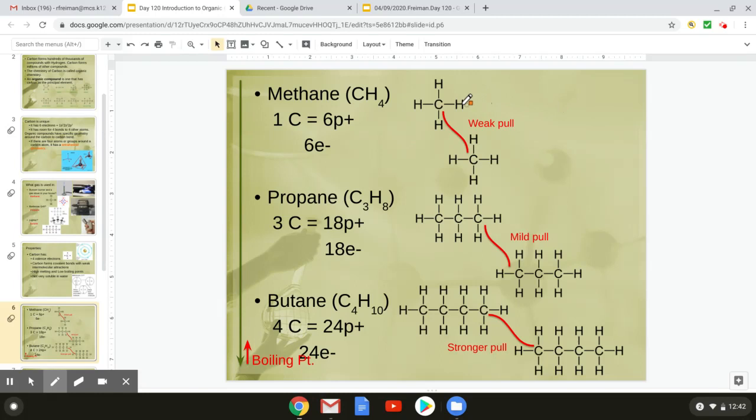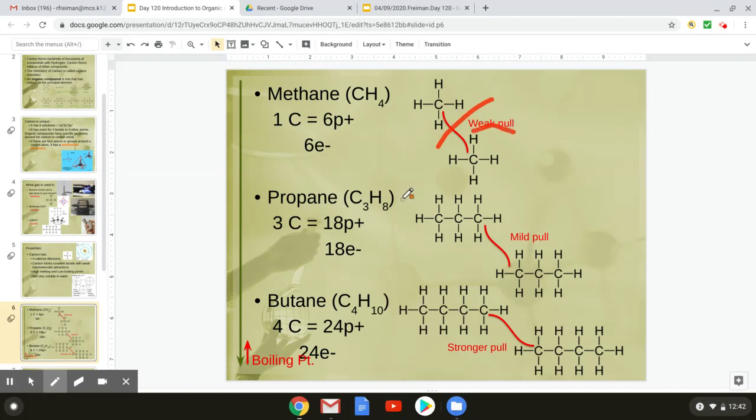So a 1-carbon organic compound like methane is CH4: 1 carbon, 4 hydrogens. If we add up how many protons and electrons carbon has, it is atomic number 6, so it has 6 protons, which means it also has 6 electrons. So it's six magnets, essentially, between one methane molecule and another methane molecule. It's like 6 magnets pulling at each other, so it's a pretty weak pull.